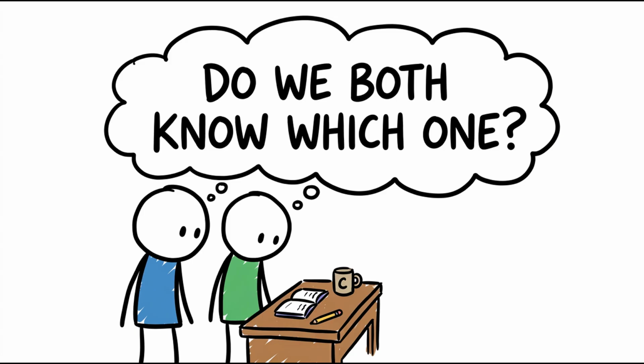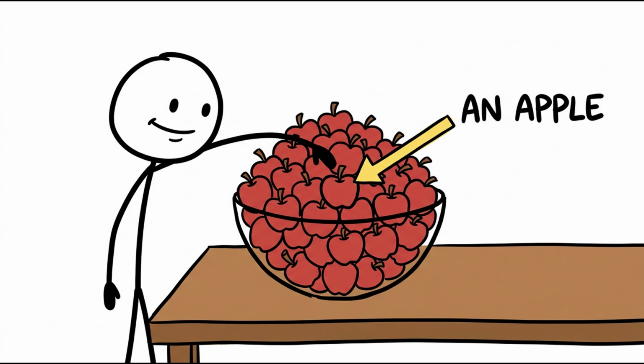To master articles without drowning in rules, it helps to think about how you and whoever you're speaking to are both looking at the world in that exact moment. Picture yourself standing in a room with a friend, both of you looking at a collection of objects in front of you. Every single time you choose an article, you're really just answering one quick question in your head. Do we both know exactly which one I'm talking about?